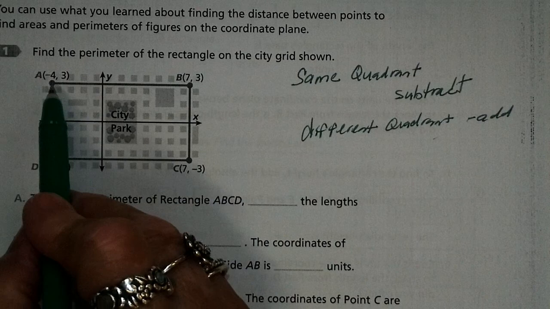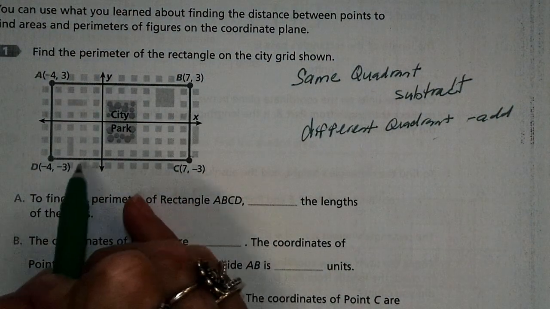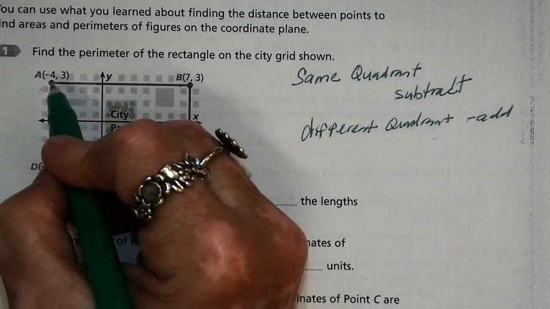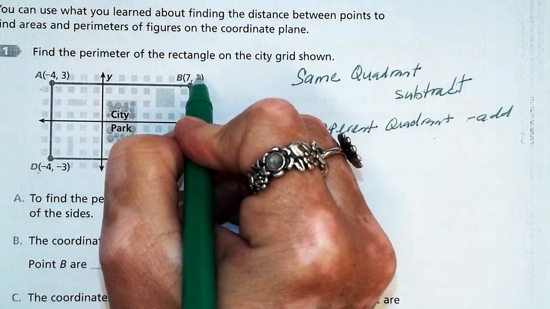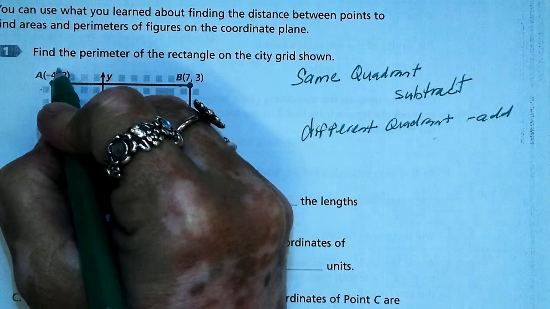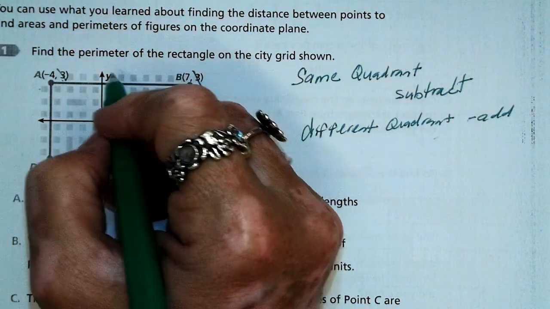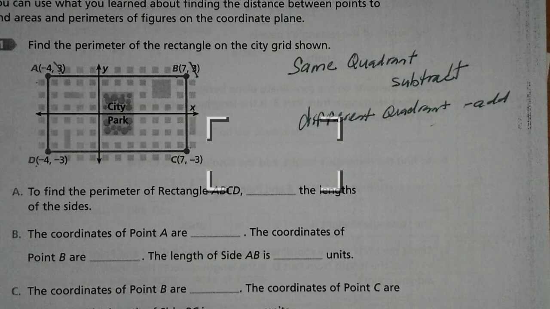So as you can see, all of these points are in a different quadrant. So that means we're going to add them together. Okay, so if you remember, we're going to try to find AB. The 3's are the same, so we're not going to use the 3's. We're going to use the -4 and 7.